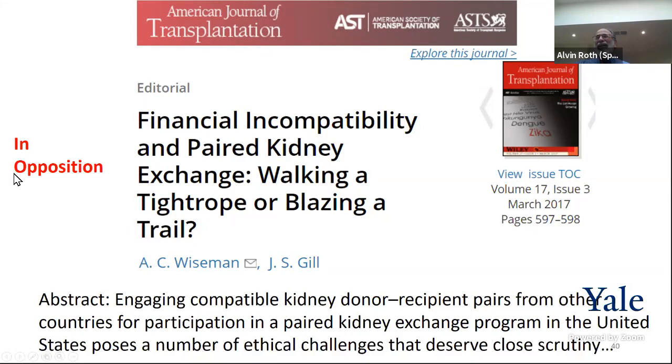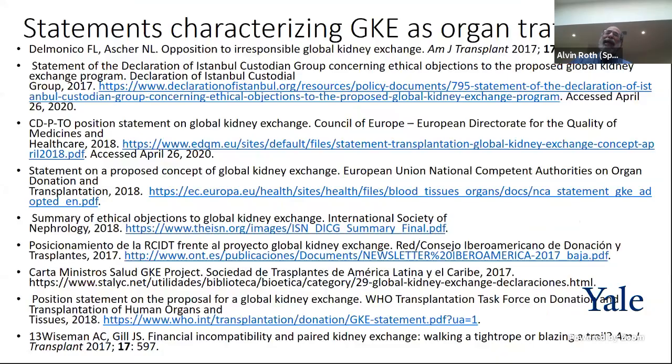Bringing people across borders doesn't sound like a good idea for transplantation. And then there were a whole series of statements, some in letters and some on websites, basically saying, you know, global kidney exchange is a lot like organ trafficking, and we have laws against organ trafficking, against buying organs. This is too much like buying them. So this was a little disappointing, but I also study repugnant transactions, so it was also pretty interesting. And I got to participate as a participant.